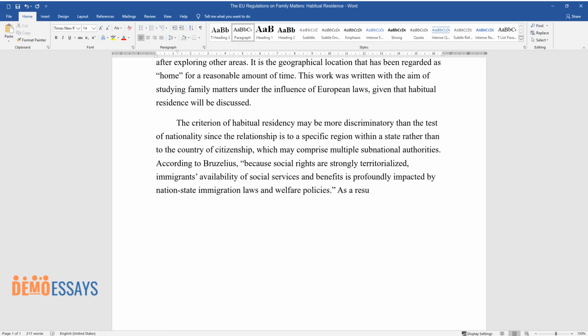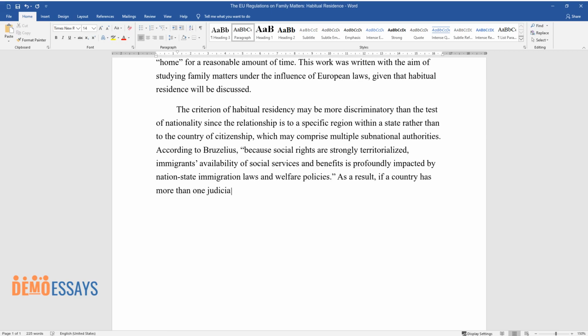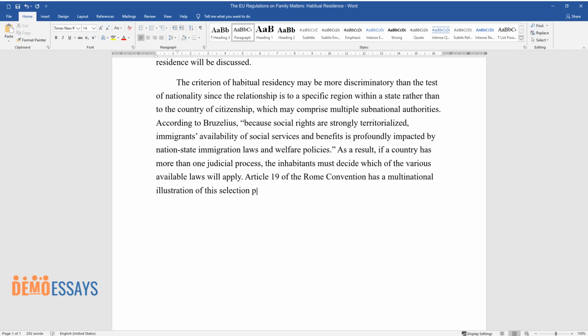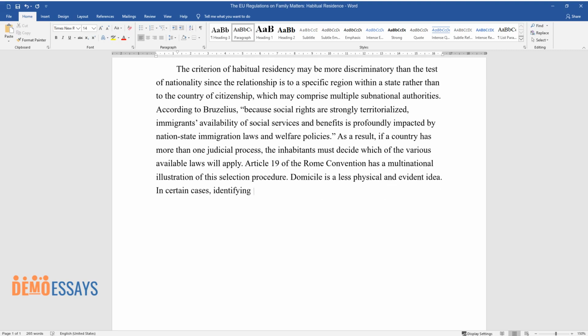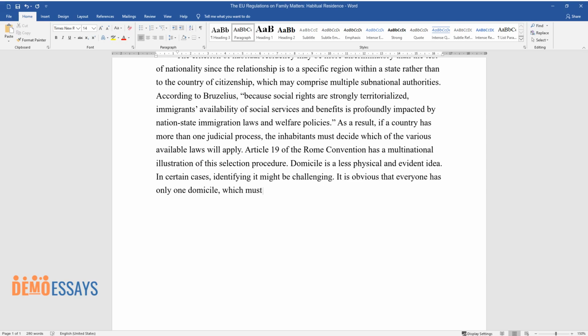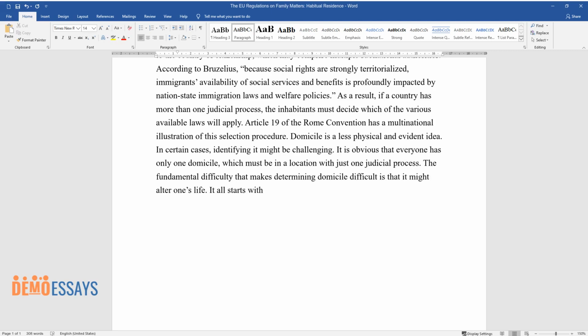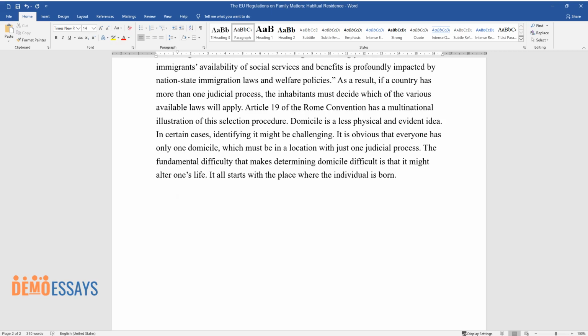As a result, if a country has more than one judicial process, the inhabitants must decide which of the various available laws will apply. Article 19 of the Rome Convention has a multinational illustration of this selection procedure. Domicile is a less physical and evident idea. In certain cases, identifying it might be challenging. It is obvious that everyone has only one domicile, which must be in a location with just one judicial process. The fundamental difficulty that makes determining domicile difficult is that it might alter one's life. It all starts with the place where the individual is born.